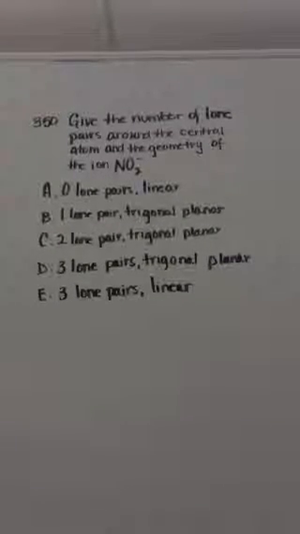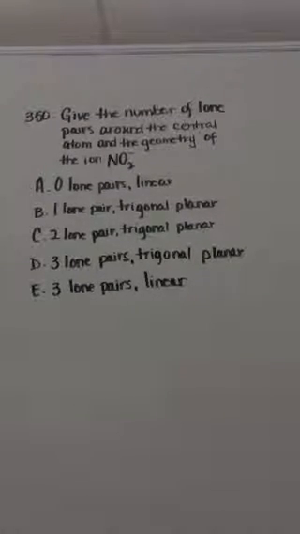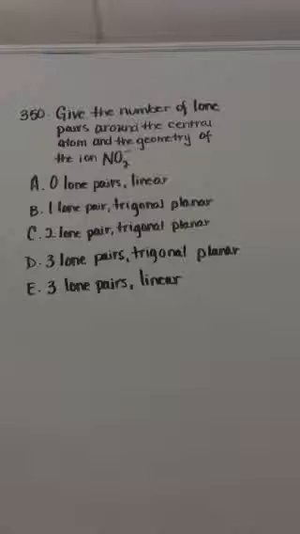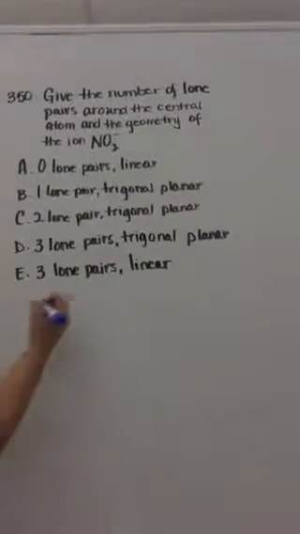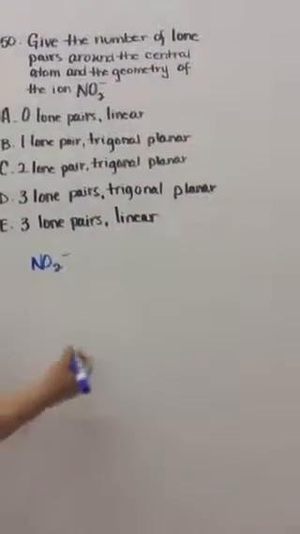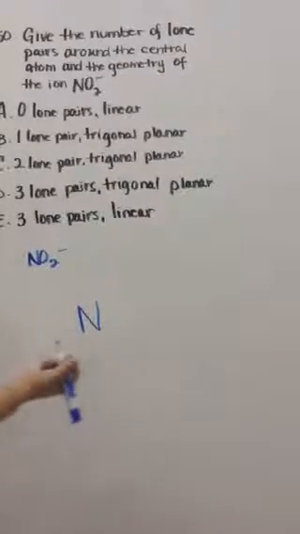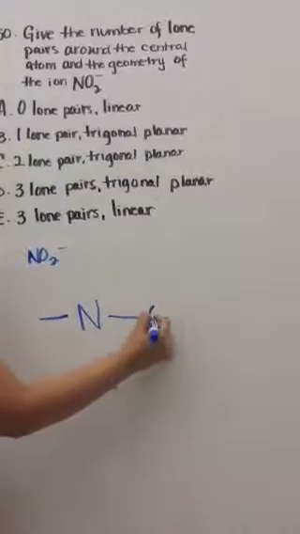Problem number 350. Give the number of lone pairs around the central atom and the geometry of the ion NO2-. So first we have to draw NO2-. So we start with nitrogen and go off to bond the oxygen.